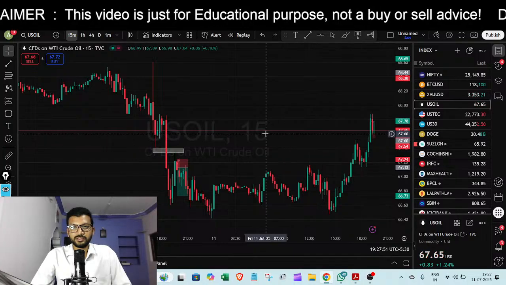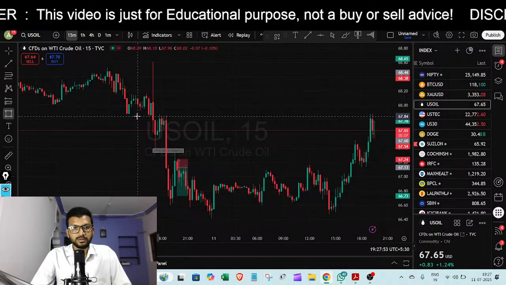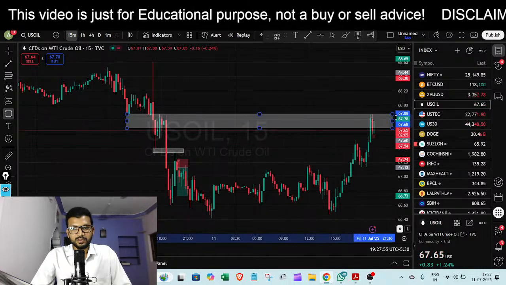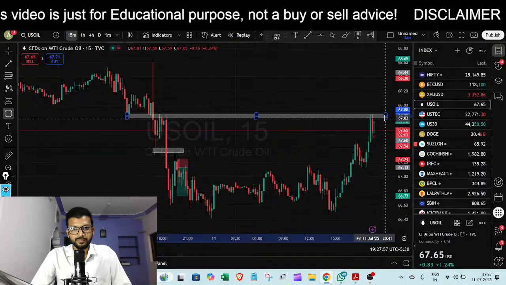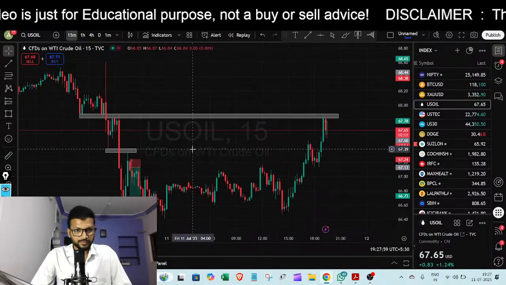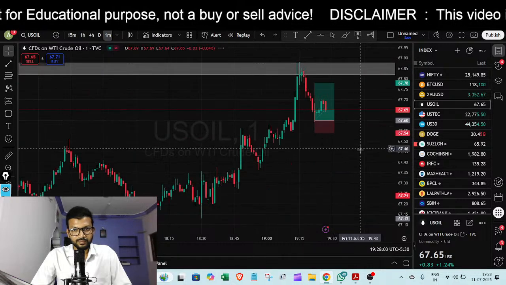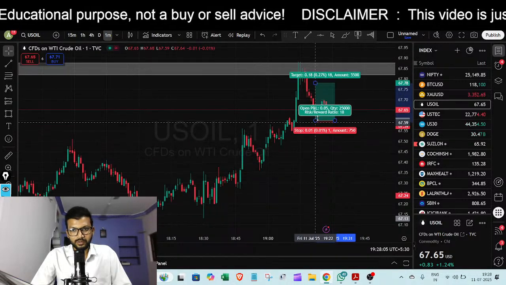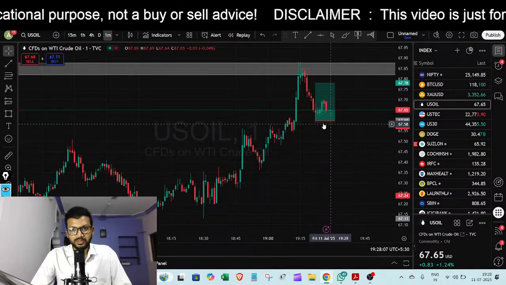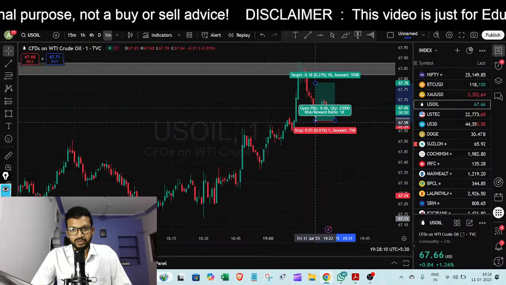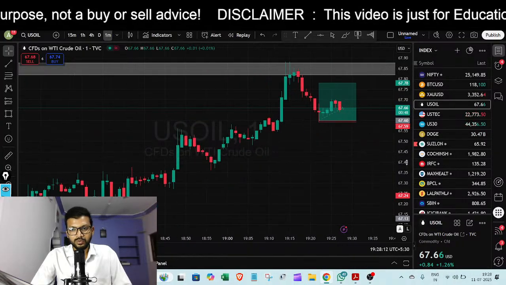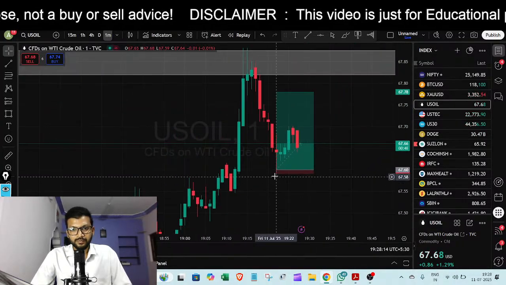If you look at the 15 minutes chart, there is a resistance over here. You can trail your SL to cost because there is a possibility that this trade might turn into selling.